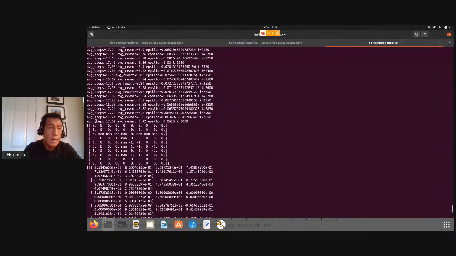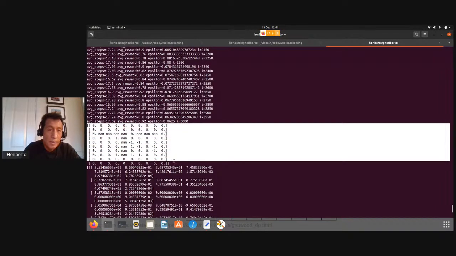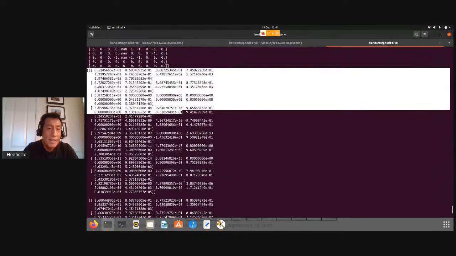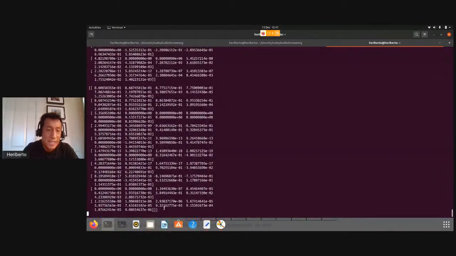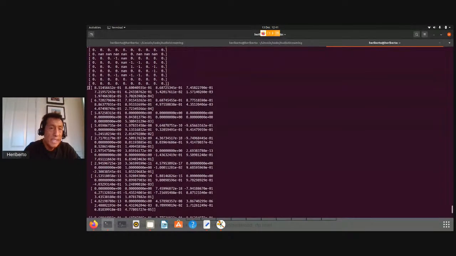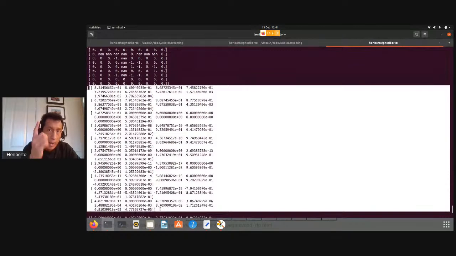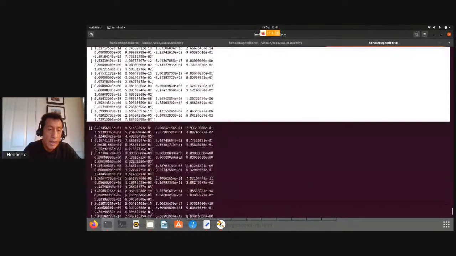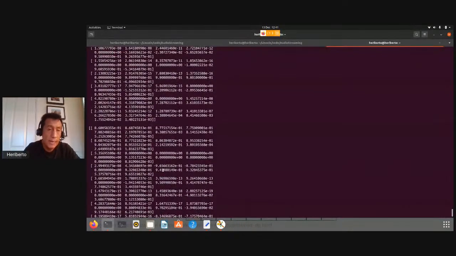Now here I'm printing my grid world matrix, and this is the Q function that I was telling you about. These are the values that were calculated in order to extract the importance of each action in each state. So this matrix over here is for the action up, this other one for the action down, this other one for left, and this other one for right.